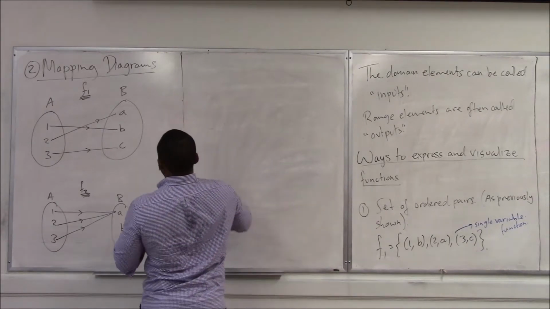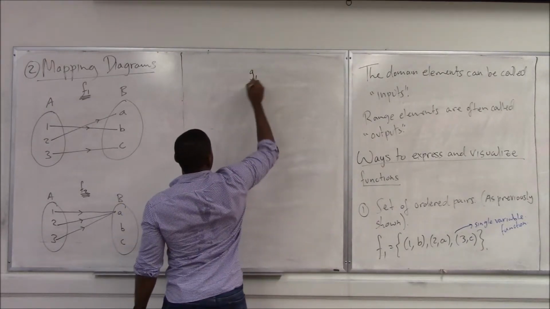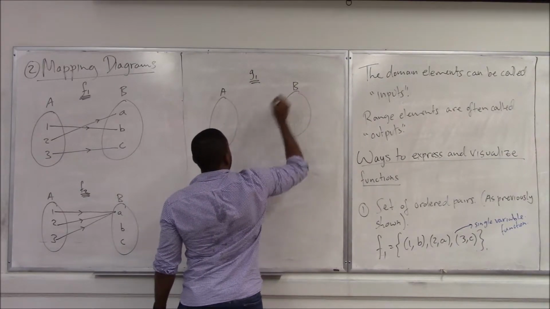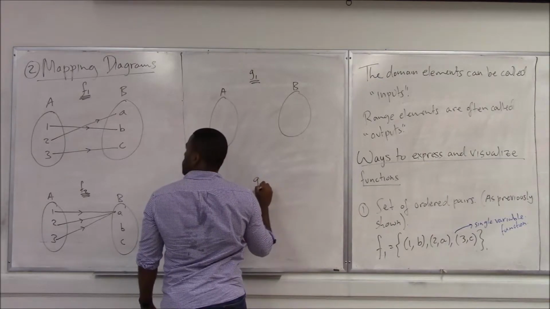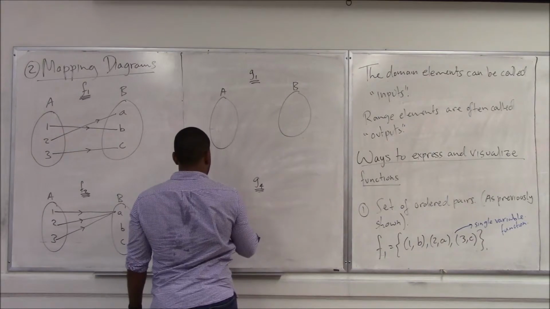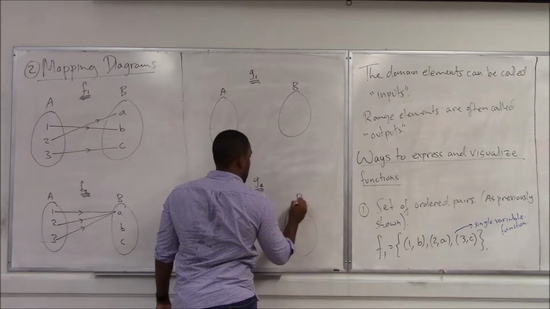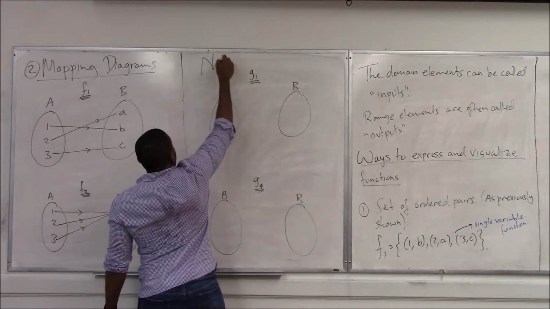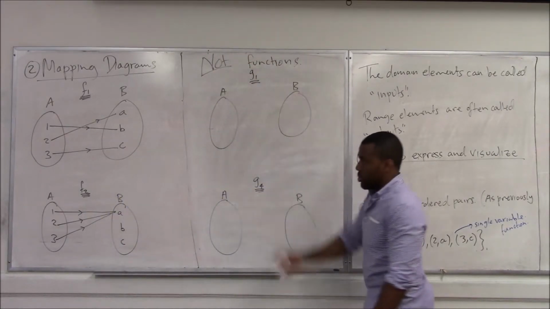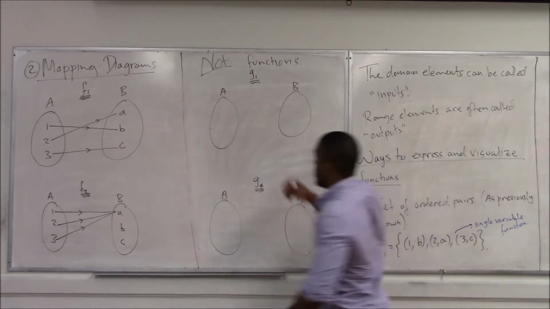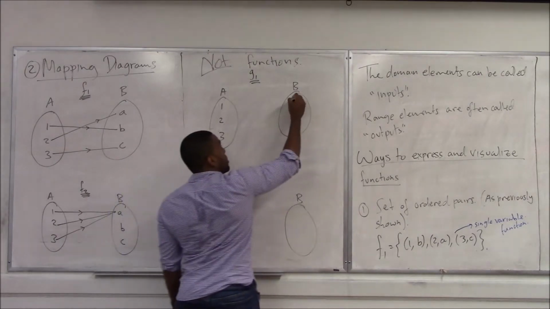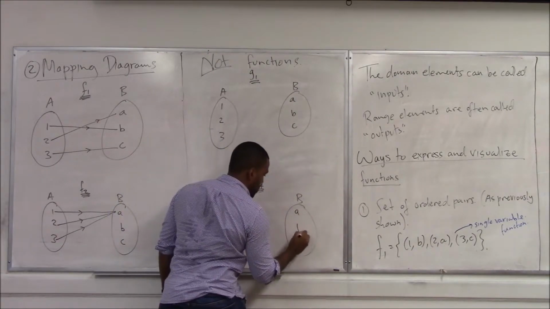So if we looked at, for example, G1, here was A, here was B. And let's also look at the last one I did, G4. These are not functions. So if you're visualizing a function this way, you can easily tell if something is a function or not. So this is 1, 2, 3. This element is 1, 2, 3. This element's A, B, C. This element's A, B, C.